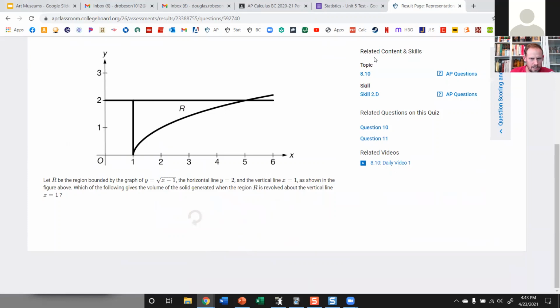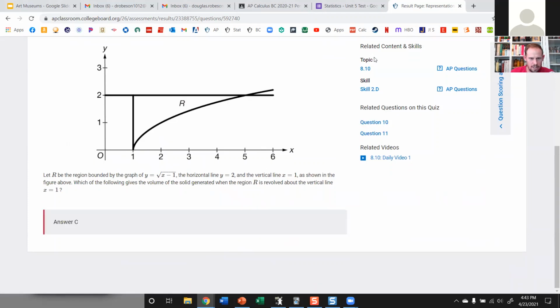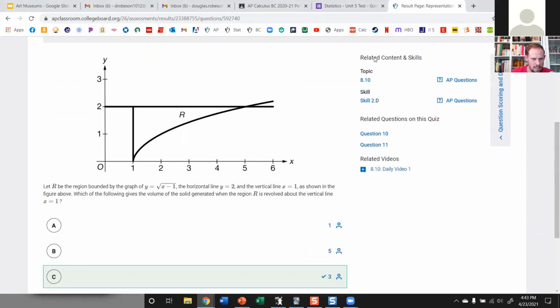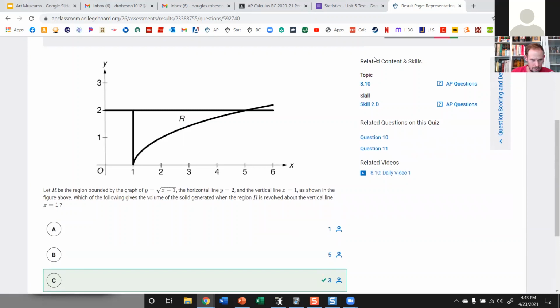Let R be the region bounded by y equals the square root of x minus 1, so that's this guy, the horizontal line y equals 2, so that's this guy up here, and the vertical line x equals 1, which is this dark one right here, as shown in the figure above. Which of the following gives the volume of the solid generated when the region R is revolved around the vertical line x equals 1? So we're taking it and revolving it around this line right here. We'll have another side going this way, and it'll look like that. It'll have some sort of radius here, r.